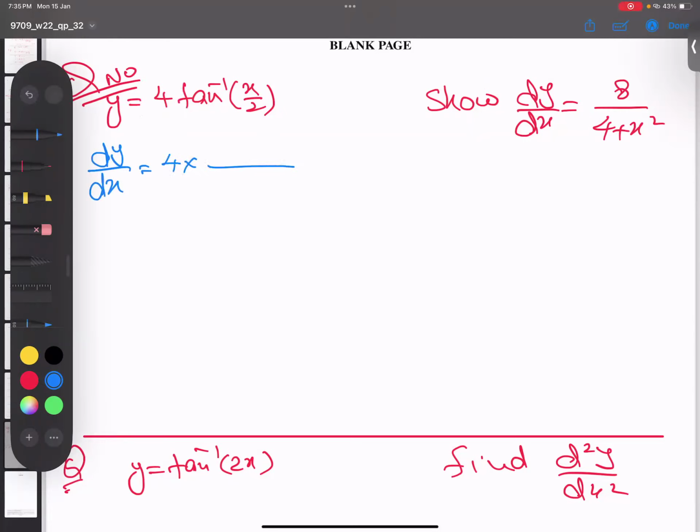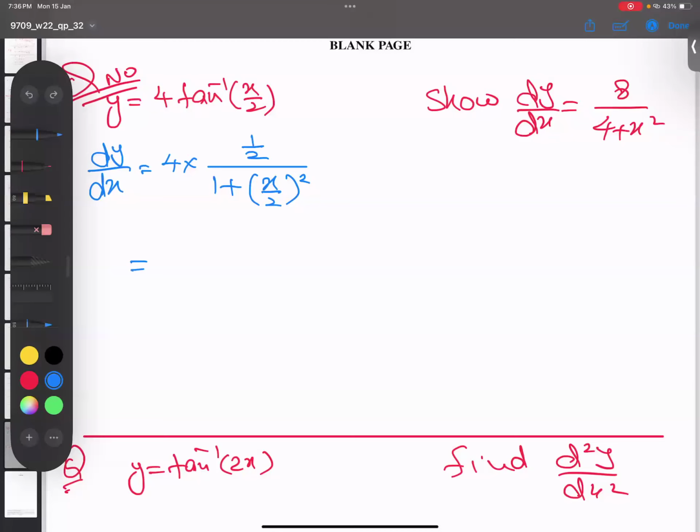And what is the basic criteria? 1 plus angle square, so this will go here. And the angle's derivative comes here. And x by 2, so actually it becomes 1 over 2. Like 2x becomes 2, 3x becomes 3, half x becomes half. Okay. Now, how to simplify? Only algebra is the main thing.